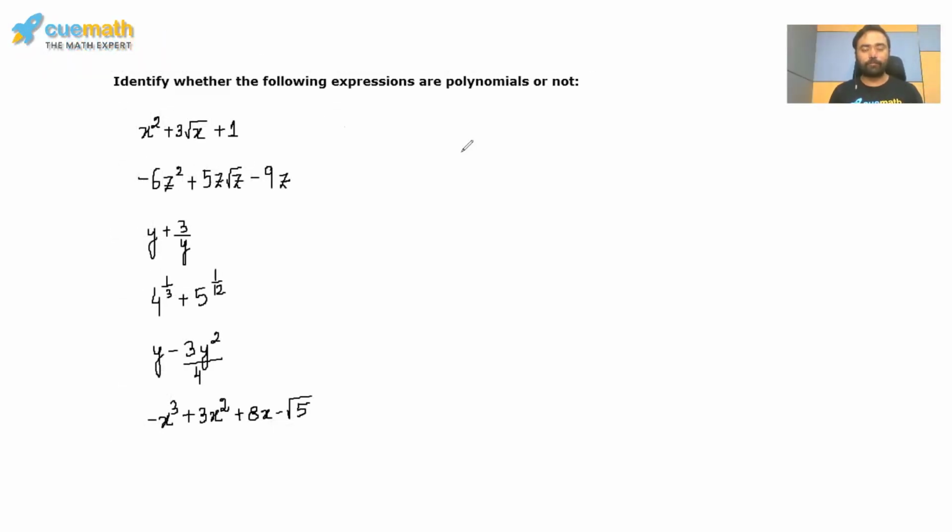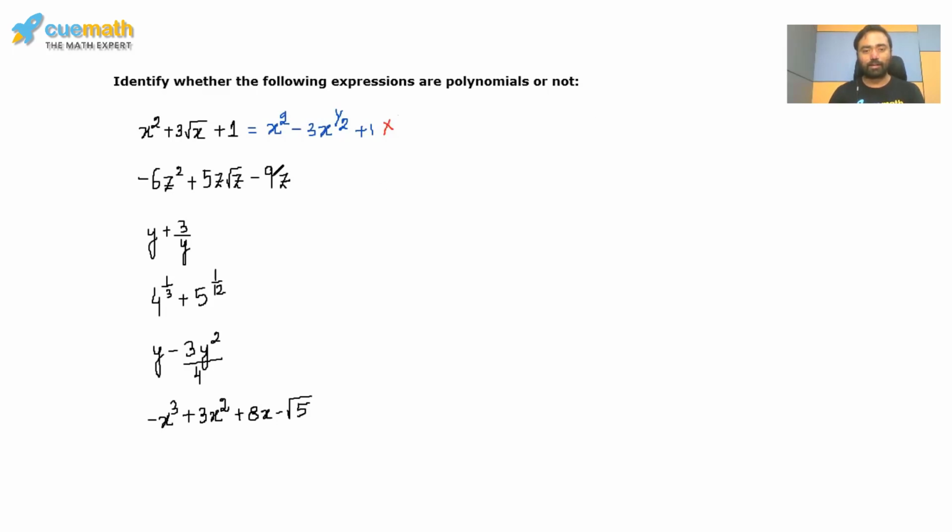So the first question, we have a set of expressions where we will have to determine whether these are polynomials or not. We'll use the definition of a polynomial to answer and identify each of these expressions. So let us start from the first one. So this can be rewritten as x raised to the power 2 minus 3, and the square root of x can be written as x raised to the power half plus 1. Now since we see that one of the variables has an exponent which is not a non-negative integer, which is not an integer here, so clearly this is not a polynomial.